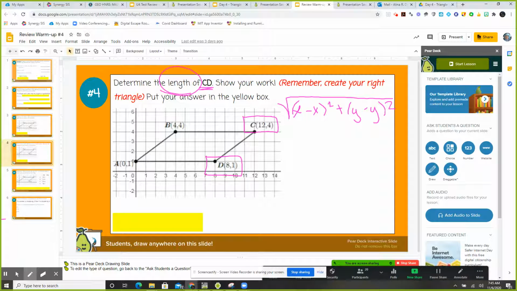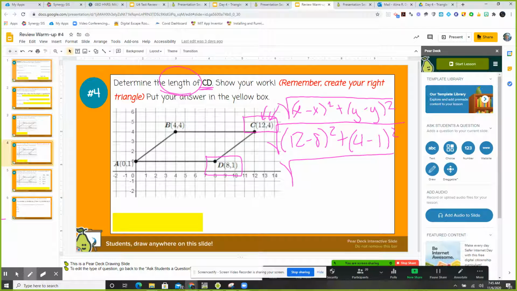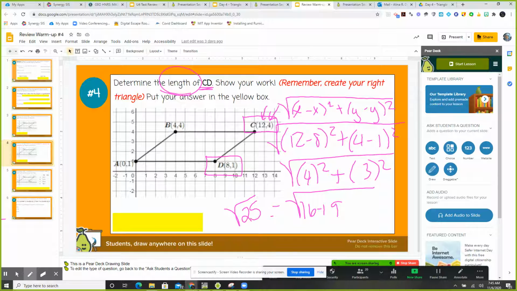C and D. So I'm going to do 12 minus 8 because I'm allergic to negatives. I like to keep everything positive. So I'm going to start with that bigger number, which means I have to start with the 4. So 4 minus 1 squared. 12 minus 8 is 4 squared, and 4 minus 1 is 3 squared. So I've got square root of 16 plus 9, which is the same thing as the square root of 25, which equals 5.